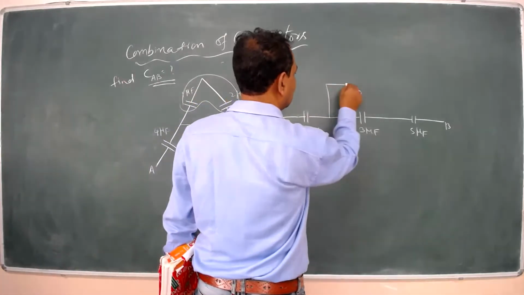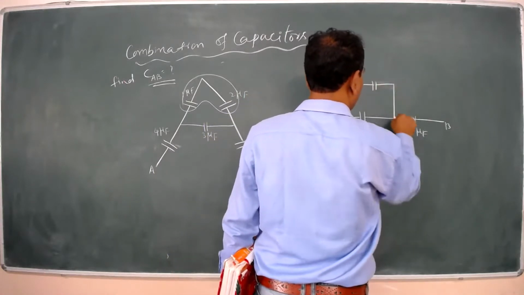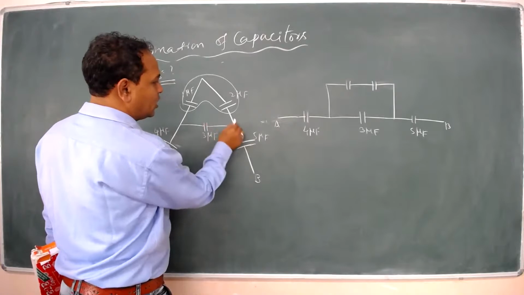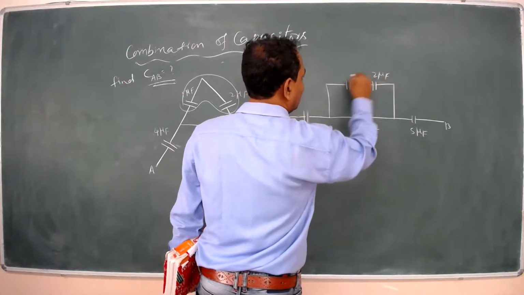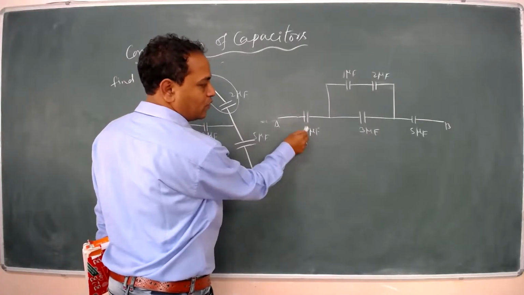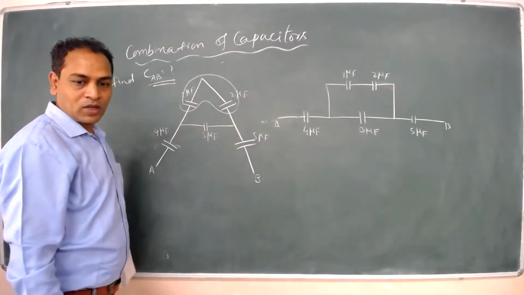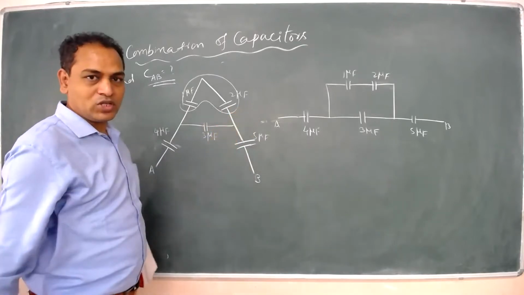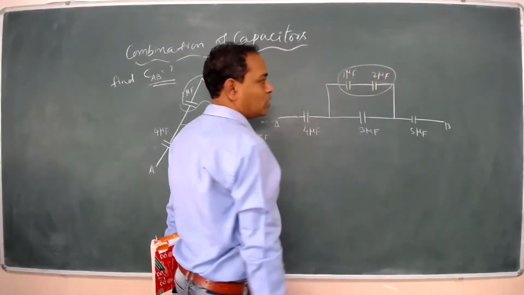That means I can say like this: the 5 microfarad capacitor is in between 3 and 2. This is 2 microfarad. This is 1 microfarad. Whereas the 4 microfarad capacitor is in between 1 and 3. So in this way we can draw. This circuit can be simply drawn like that also, so it will make it easy to calculate the effective capacitance. See now, here these two, how are they made? These two are in series.